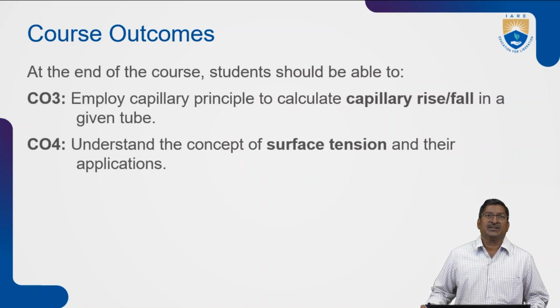Then course outcome 3 is the capillary rise or fall in a given tube. Why will this rise occur? Why will the fall occur for a liquid whenever you keep a small tube? That will be known at the end of this course. CO4 is surface tension. What is surface tension, and where are the applications? In real life conditions, where will surface tension be applicable?